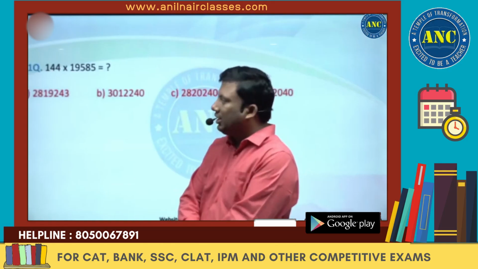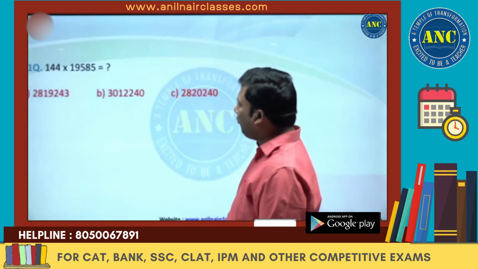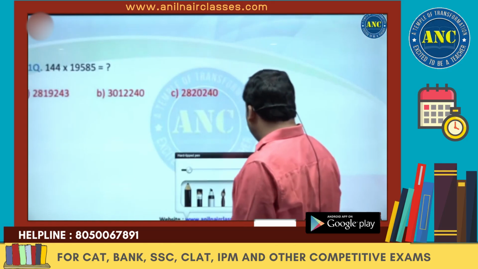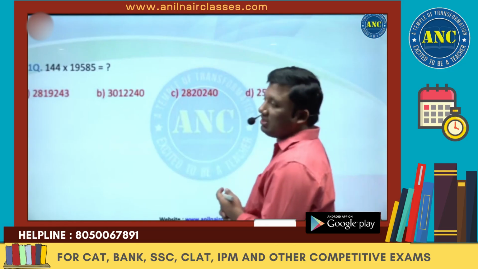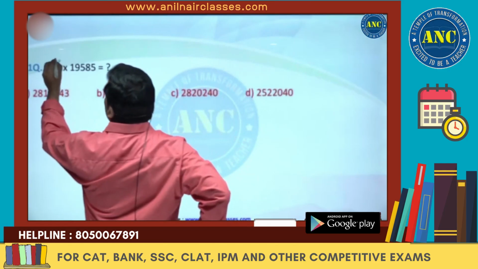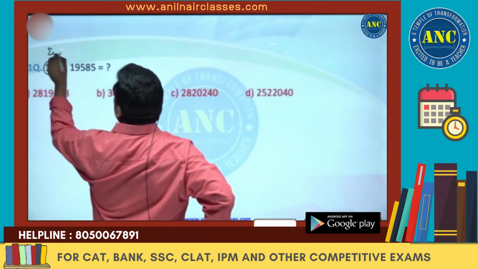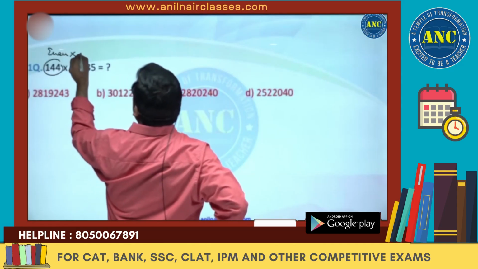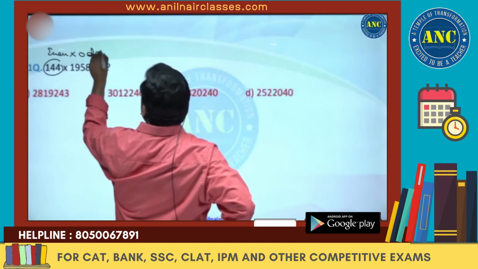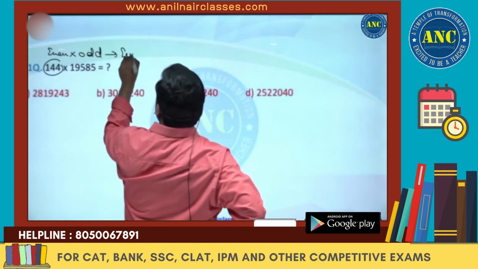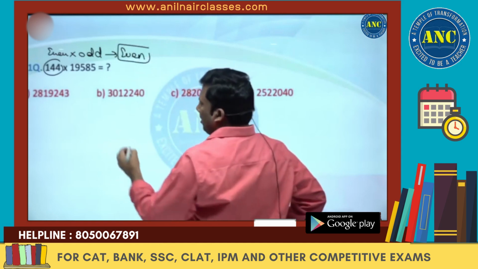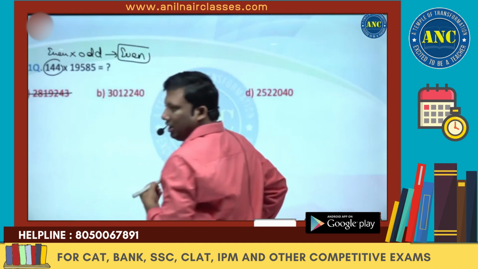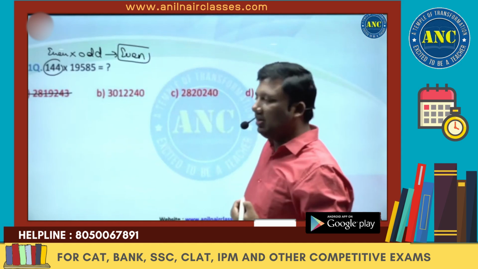Now, another question: 144 into 19585 is equivalent to... a very easy question it is. The first catch in the question is that 144 is an even number. Even number into odd number is an even number, so the answer should be an even number. First option out. Even into any number is an even number.